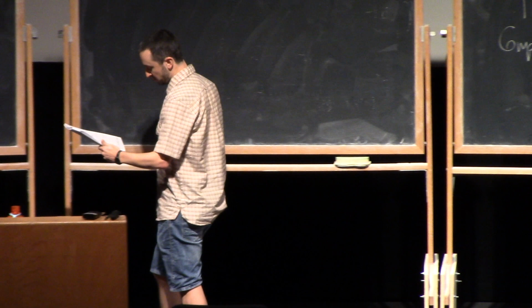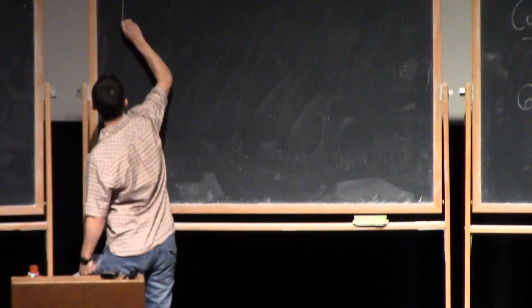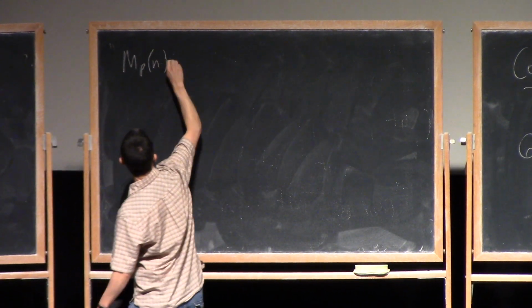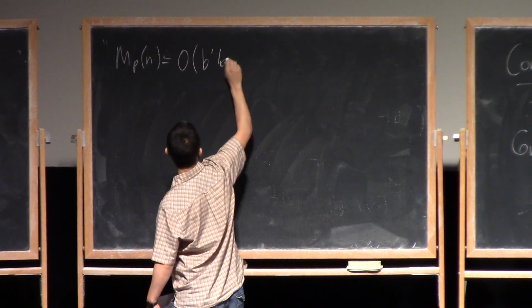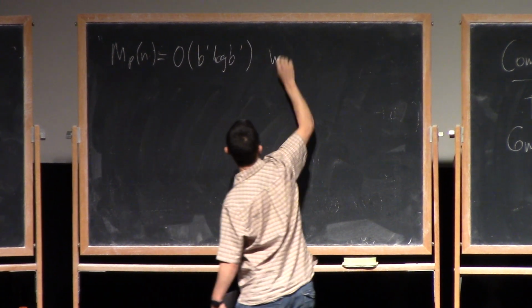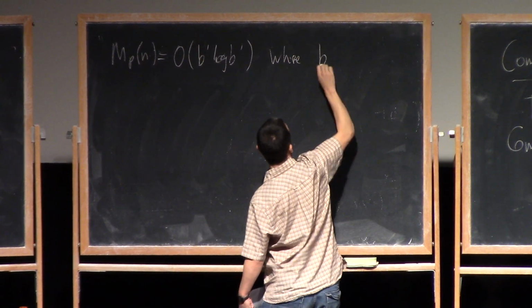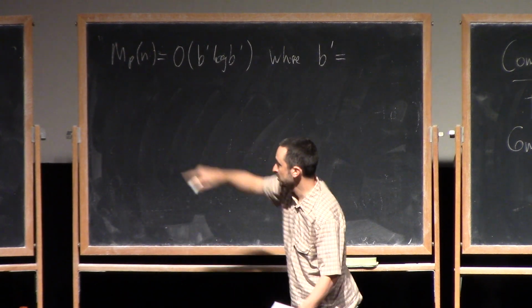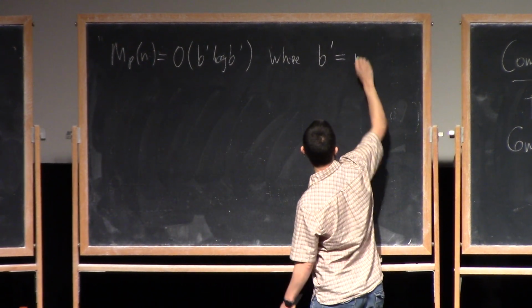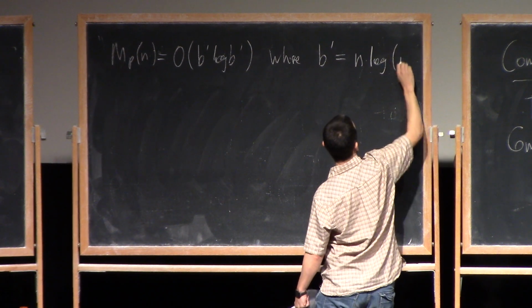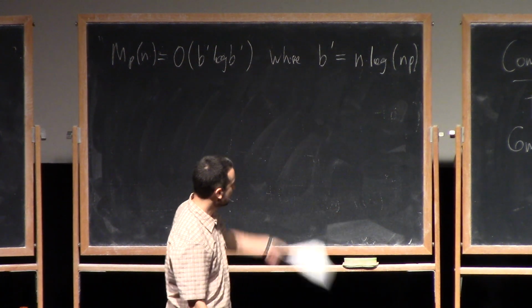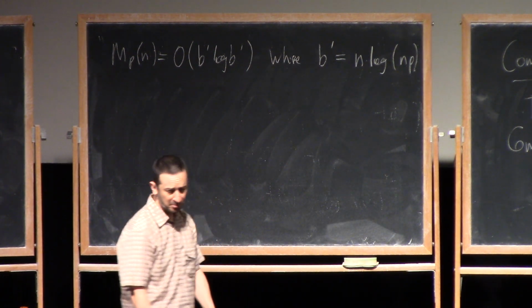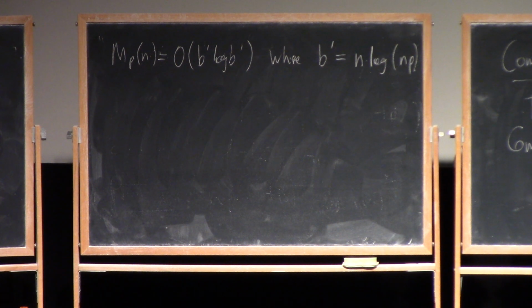And what that proves is that you get M_p(n) is O of, maybe I'll call it b' log b', where unfortunately b' is a little bit bigger than this b. It has to be n times log of np. So you've got this extra factor of n in the log. It's coming from the fact that when you multiply the polynomials over the integers, you get coefficient growth.